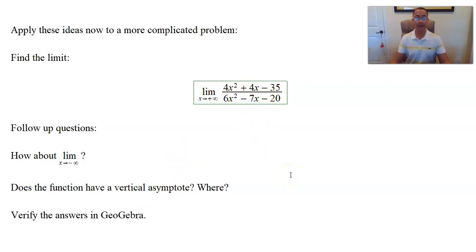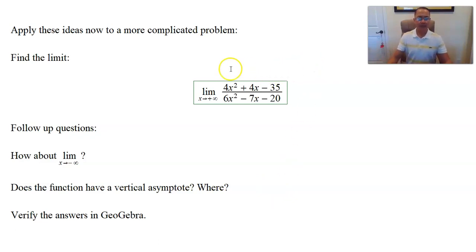Okay, so just like we saw for 1 over x cubed and 1 over x to the fourth, we get a vertical asymptote as x approaches 0 from the right or from the left. So x equals 0 is our vertical asymptote. We will verify the answers that we get in GeoGebra. Do we really get horizontal and vertical asymptotes?